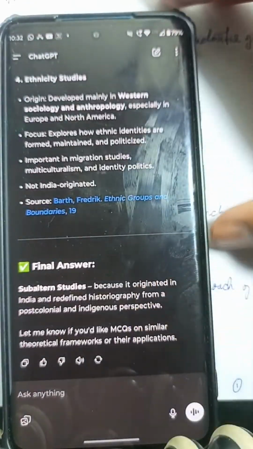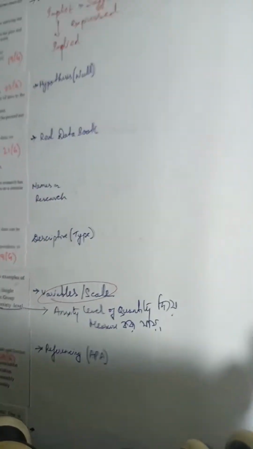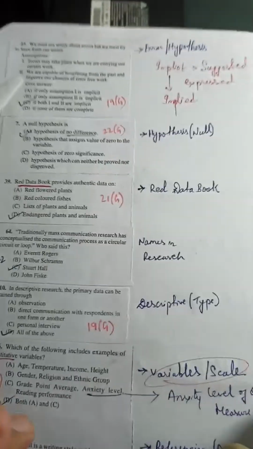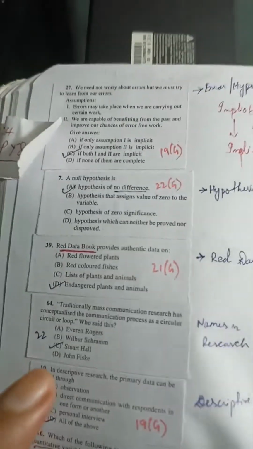All right, so now we will be taking the next question. What is the next question? Let's check our next question, please. Here it is. Okay, I think it's visible. Yes, it's visible. We have the next question.